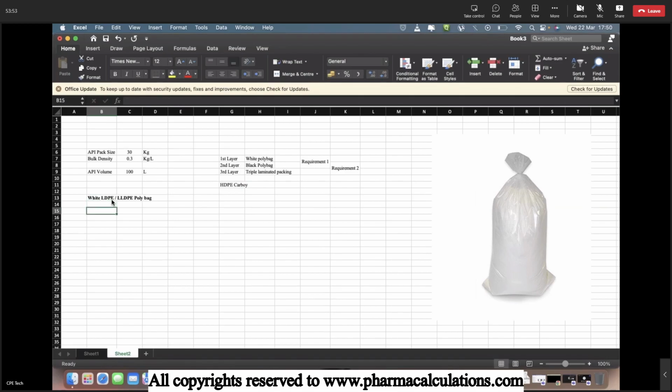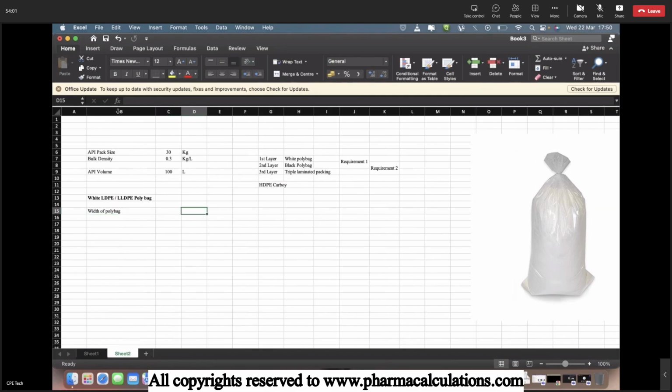So in this case, the first thing is the width of the polybag. I'll consider this in inches first of all. Let's say the width is going to be almost 32 inches, and I'll convert this into centimeters by multiplying it with 2.54. Next one is the height of a polybag. I'll consider this as 50 inches, and this is going to be 127 centimeters.